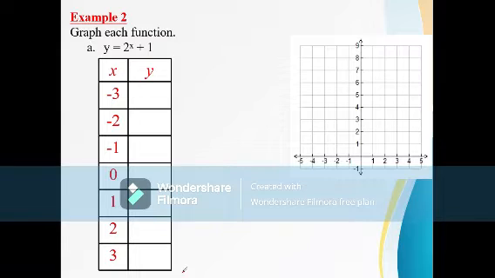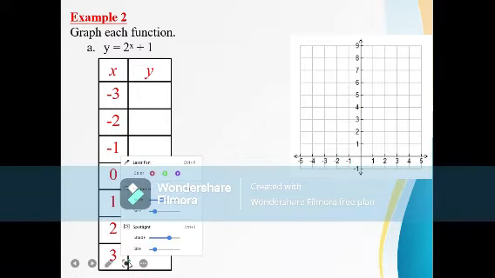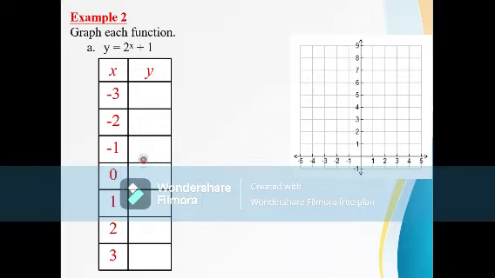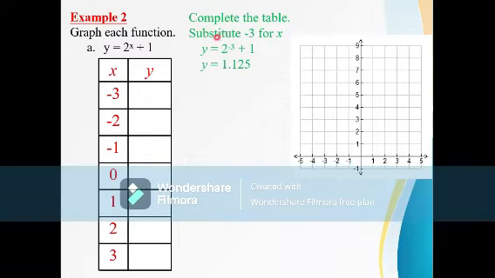So we have here the table of values. These are the x values and the y values. The same procedure applies: all we have to do is substitute the value of x so we can solve for the value of y. So if x is negative 3, our y is what? Complete the table, substituting negative 3 for x.